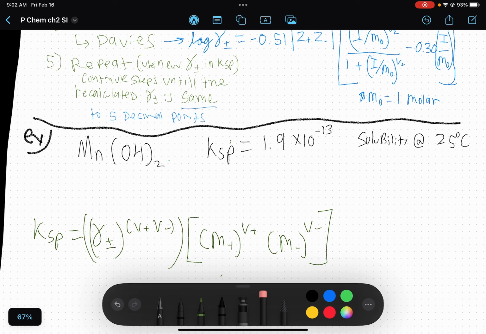Okay. First off, we need to look at this Mn. We have Mn and OH two, which means that there are twice as many OHs as there are Mns. So it's going to be Mn is equal to 1/2 OH.